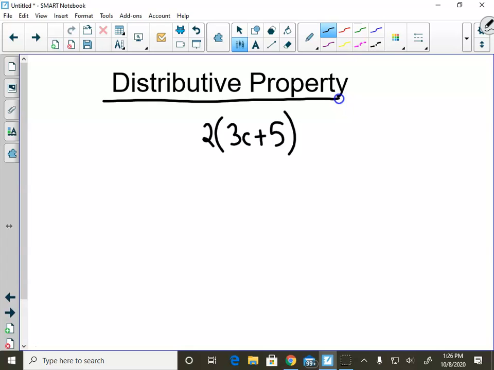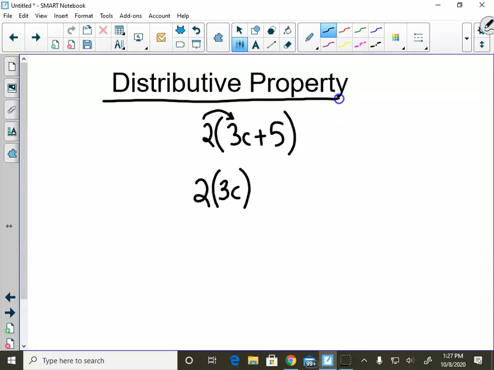So what we're going to do is take this problem, which right now looks like 2 times the sum of 3 times the number c and 5, and we're going to break it into 2 times 3 times the number c plus 2 times the number 5. And it's going to look like this. We're going to take the 2 and distribute it to the first part. So that is going to look just like this.